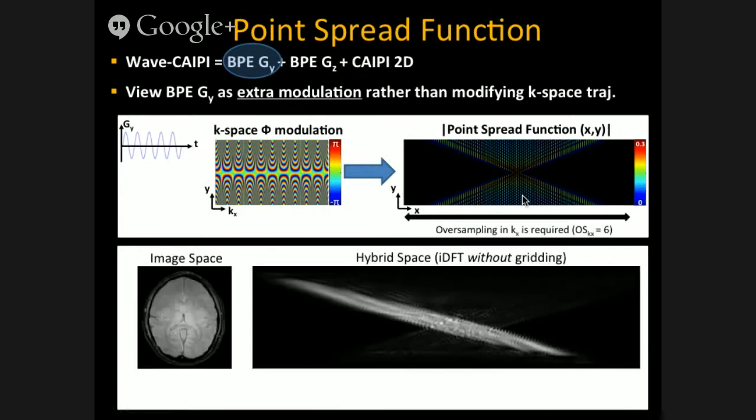To capture this whole point spread function, we oversample in the readout direction by a factor of 6. The effect this introduces in image space is to take this image and spread it out in X and Y directions. To see what happens to a particular voxel, we see that there's a corresponding PSF that convolves it and spreads it out.